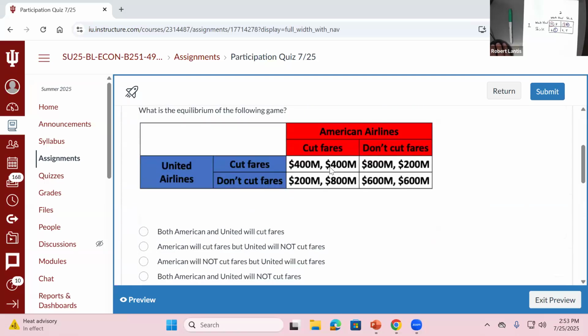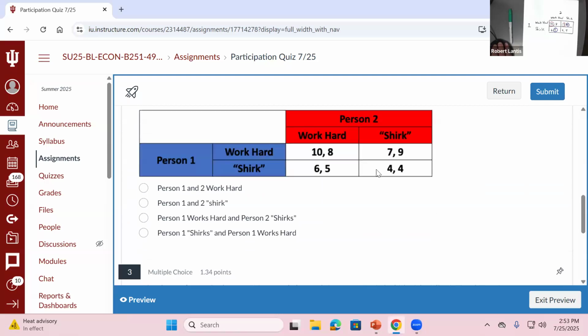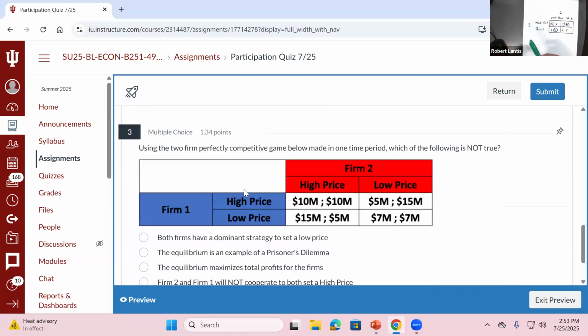Okay? So for that first one, we said we had that Nash equilibrium that was a prisoner's dilemma where they both cut fares. In this example, person one worked hard, person two shirks. And then we have one more example where it's not as extreme as what I drew earlier, but we have firms setting prices.